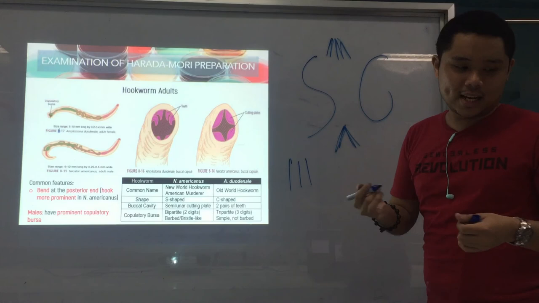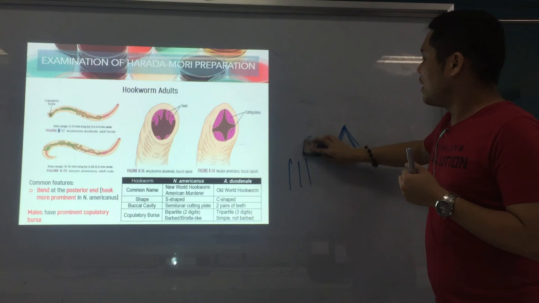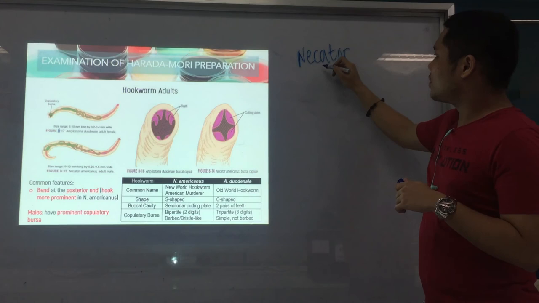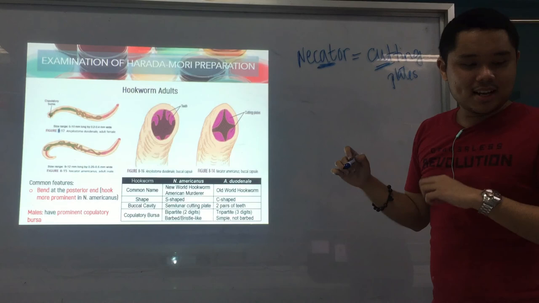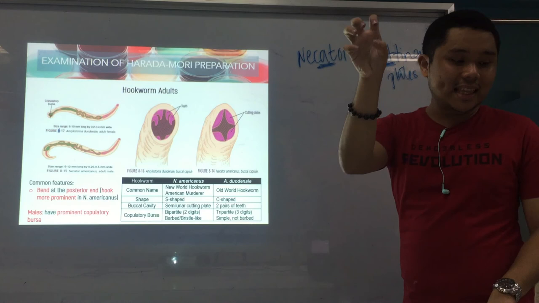But what we're really looking at is the mouth parts. For Necator americanus, what type of teeth do they have? They don't have teeth; they have what we call cutting plates. How do I remember? Necator, cut, cutting plates. That's how I remember. Ancylostoma duodenale is the one with teeth, which they use to attach to your intestinal mucosa.